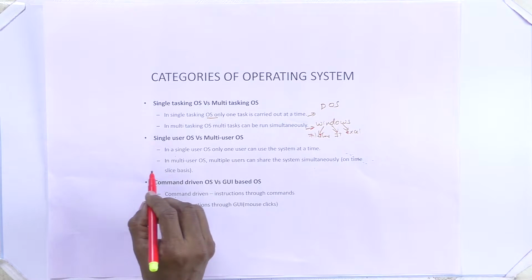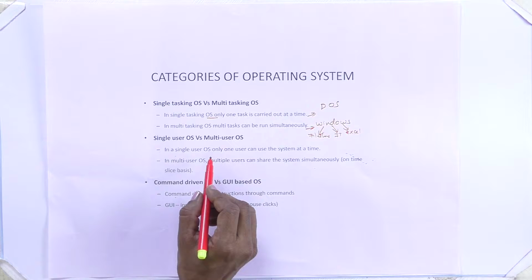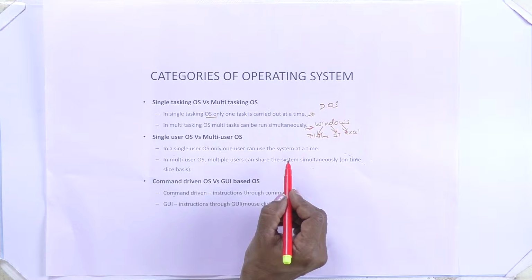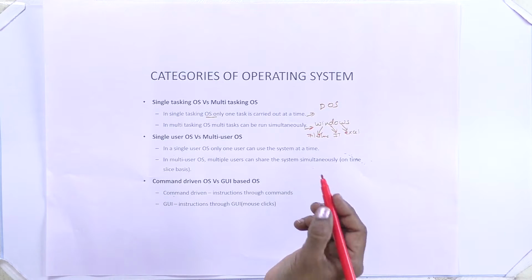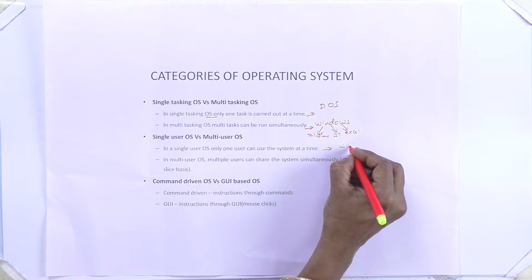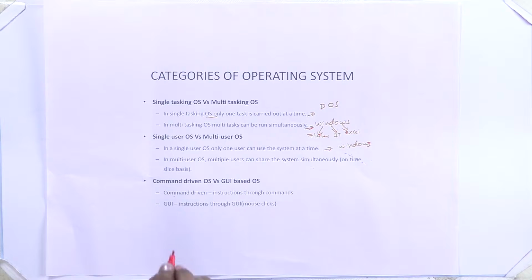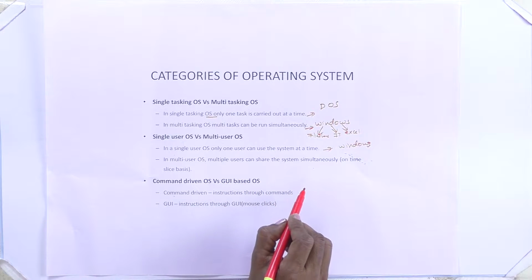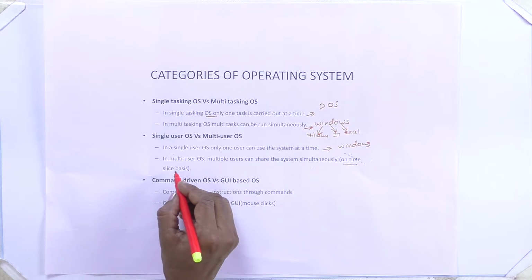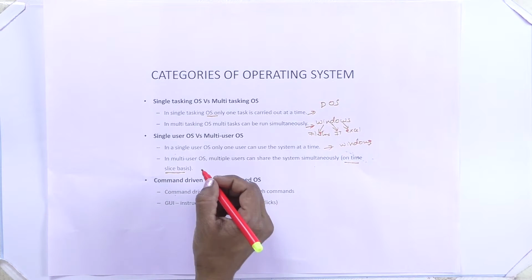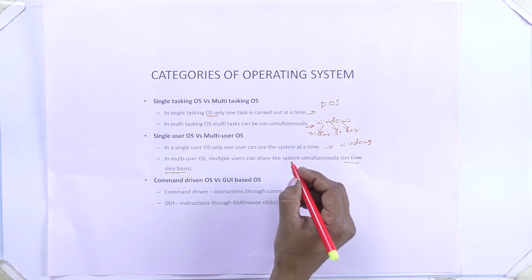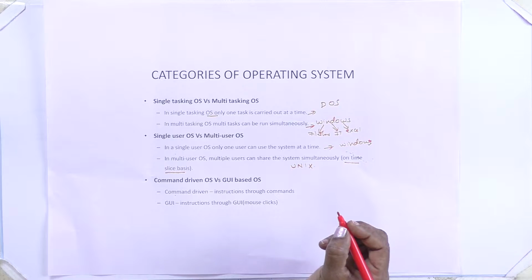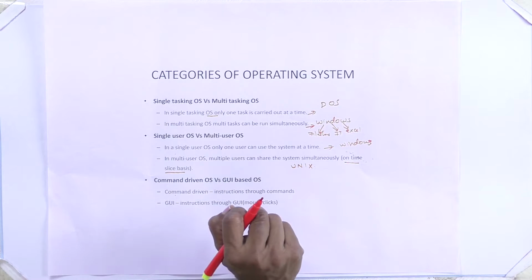The next category is single user OS versus multi-user OS. In a single user OS, only one user can use the system at a time. Example, Windows. In a multi-user OS, multiple users can share the system simultaneously on a time slice basis or time division multiplexing. The best example would be the Unix OS, wherein every user feels that he is using the entire OS.